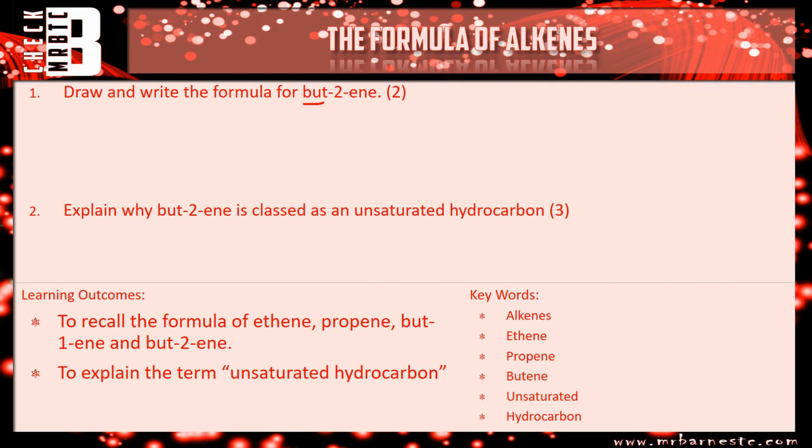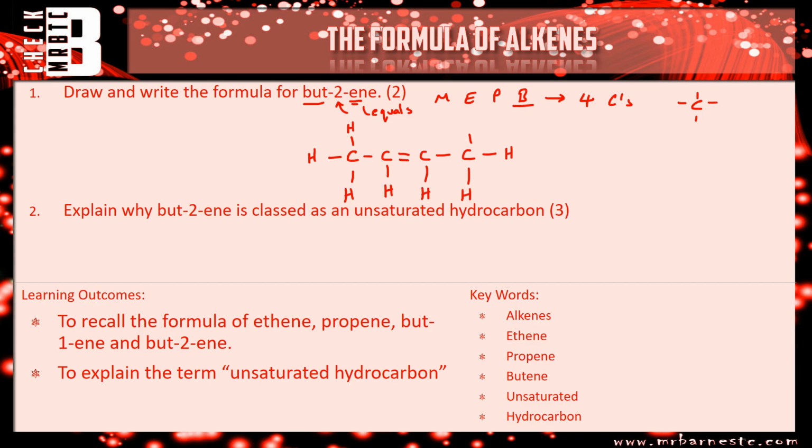Okay, let's go through. So we've got butene. Monkeys eat plastic bananas. I've got 4 carbons. So let's place those in. I've got ene, which means I've got an equal sign, which means I've got a double bond. Where do I place it? In my second carbon atom, so I draw that here. I then fill out every carbon so they have 4 bonds coming out of them. And then all that's left is to fill it out with hydrogens. And my formula is C4H8. So you get 1 mark for the structure and 1 mark for the formula.